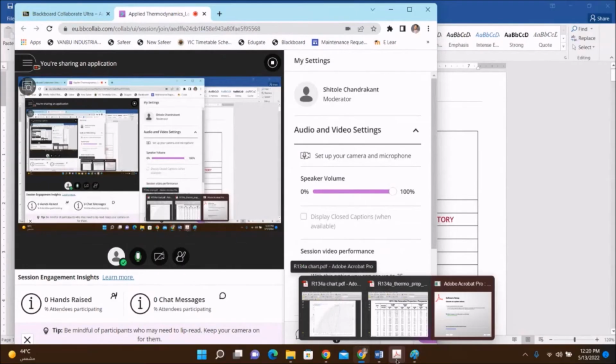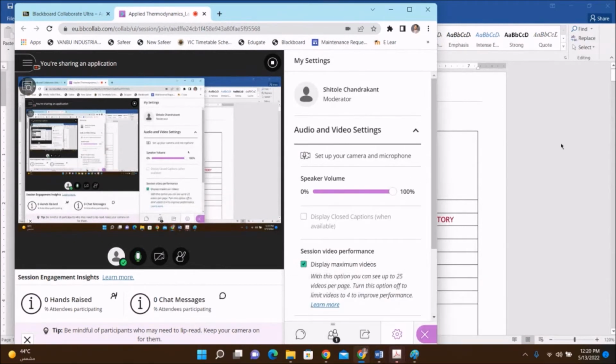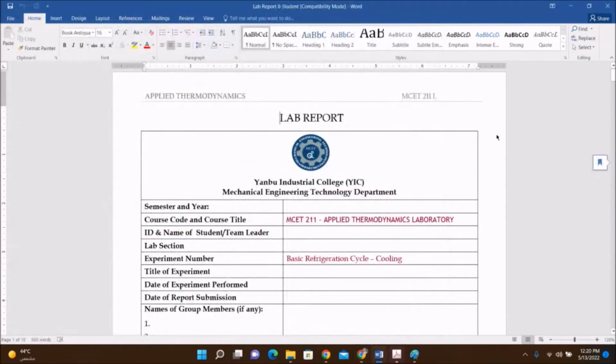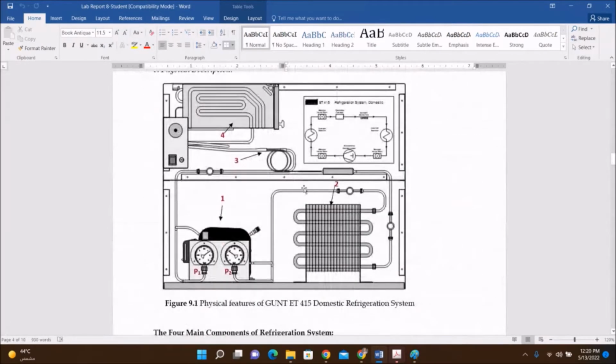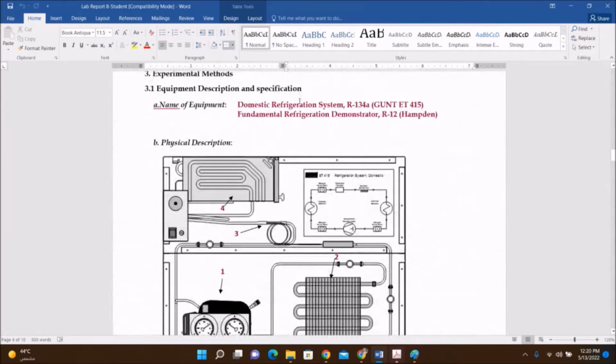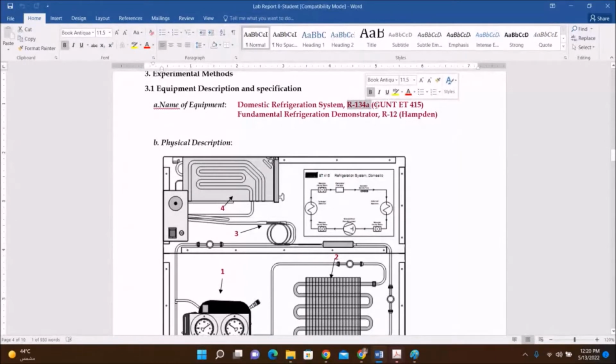Good morning all. Today we are going to do the experiment on the basic refrigeration cycle for cooling. This cycle is used mostly in refrigeration applications like domestic refrigerators, air conditioning, and freezers. The equipment we have in the lab is a domestic refrigeration system, made by Gunt.